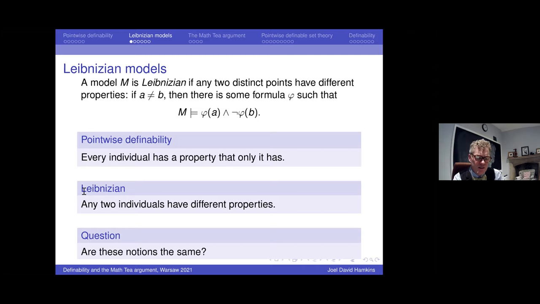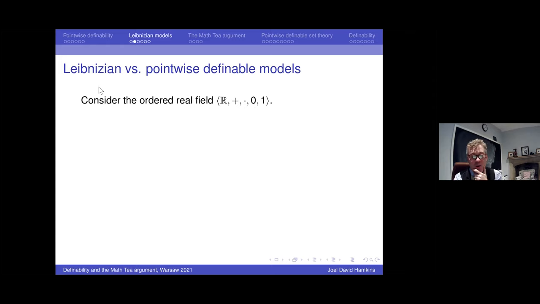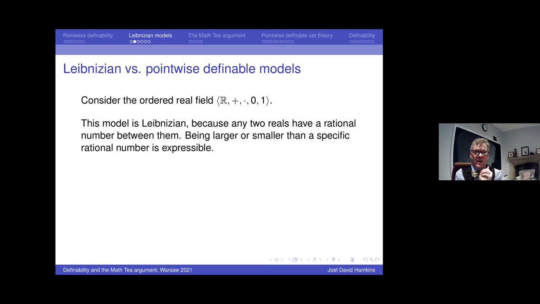So to answer that question, let's just think about the ordered real field. Here we have a structure, the real field, and it's Leibnizian because if I have two different real numbers, then of course one of them is smaller and there's a rational number in between them. And so the larger one is bigger than that rational number, but the smaller one is smaller than that rational number. And those are properties that are expressible in the language of fields with the order.